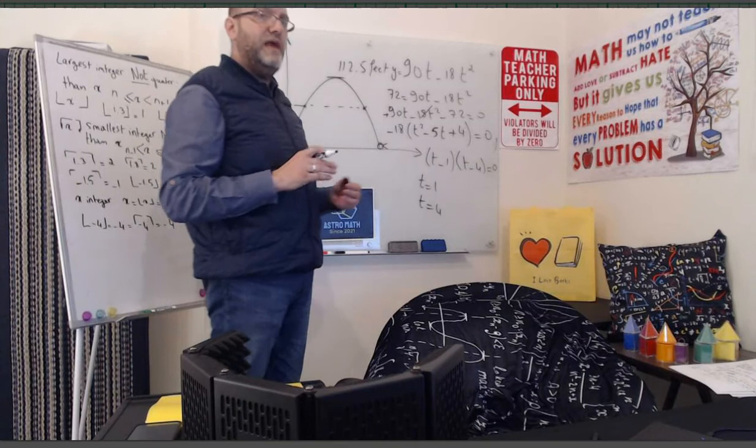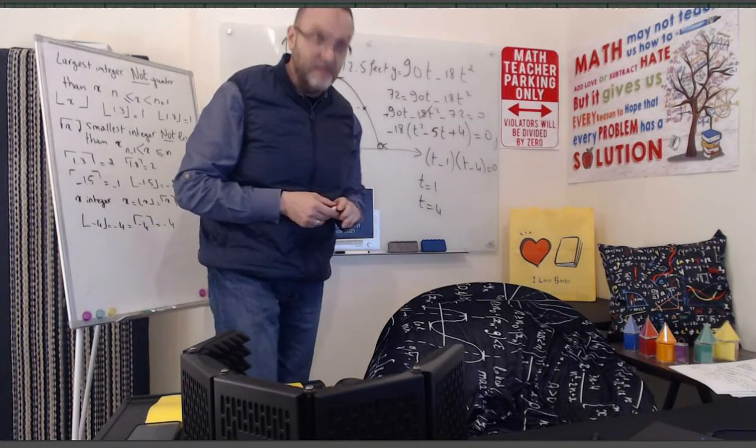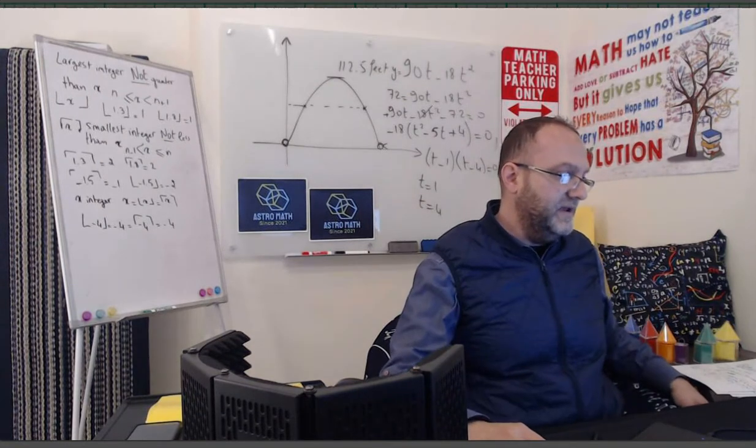So now you take those and you plug them where? You plug them in your velocity, because they're asking what is the velocity of the ball at 72 feet. So let's go back here.